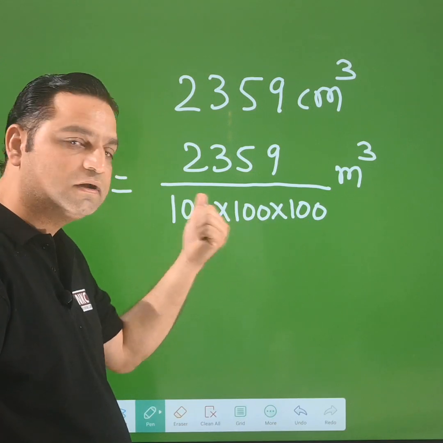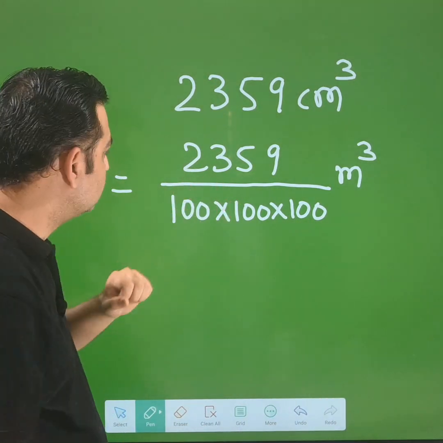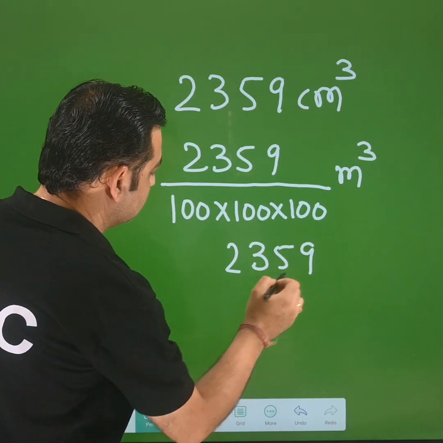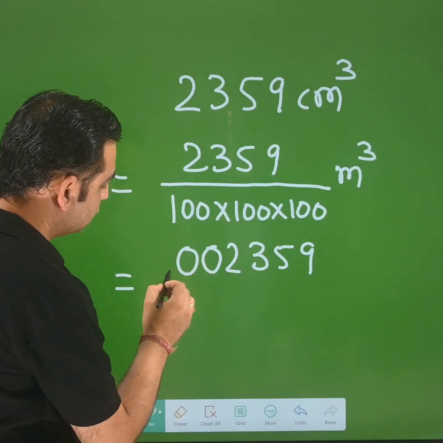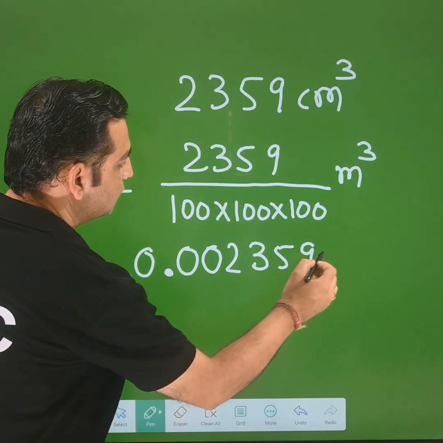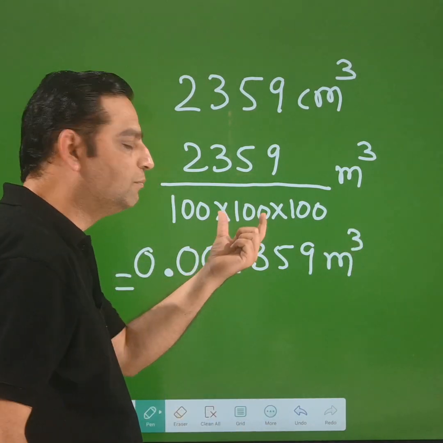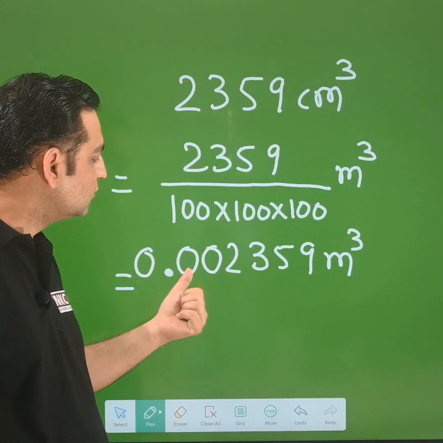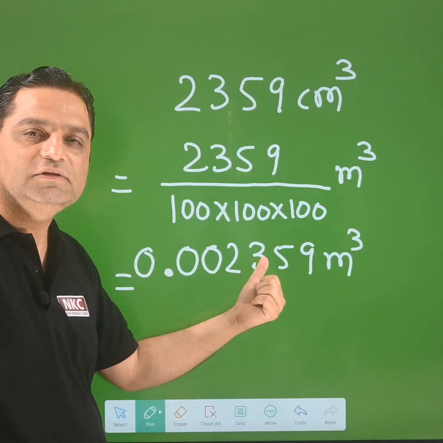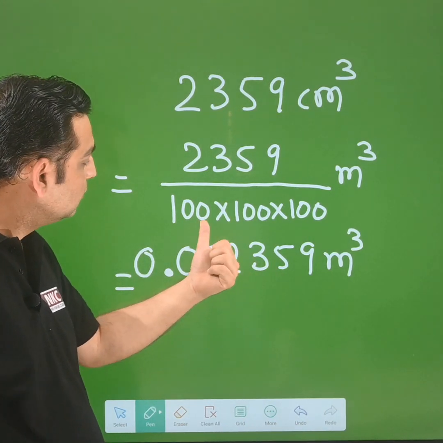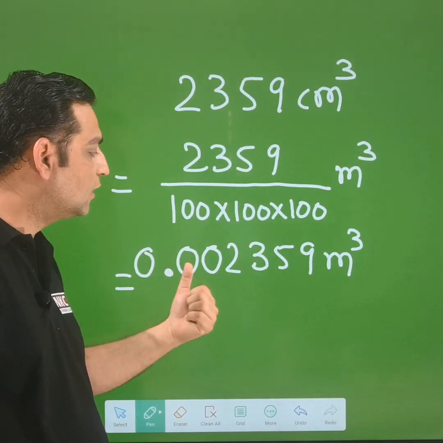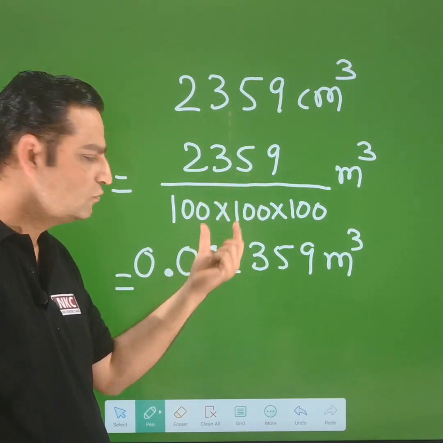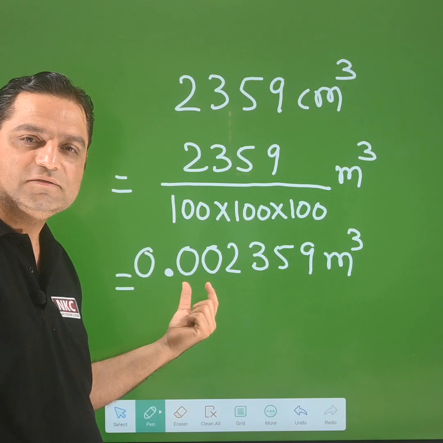Now count how many zeros are there. There are 6 zeros in the denominator. I already have 2, 3, 5, 9. Then you will have to place 2 more zeros, then the decimal. This is going to be the answer. Because depending upon the 6 zeros in the denominator, you will place the decimal. After the decimal, I should have 6 digits. I already had 4, so 2 extra zeros I have to place.